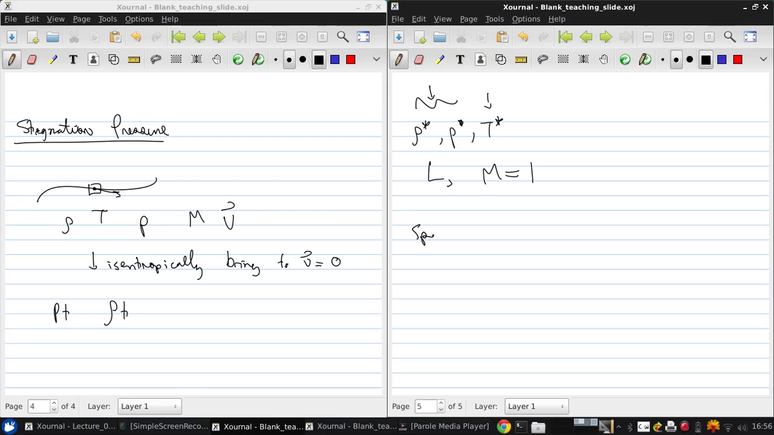So then the speed of sound at Mach 1 is a star, where a is the speed of sound, square root of gamma R T star. You'll have learned in your third year fluids course that in general, for a perfect gas, the speed of sound is the square root of gamma times R times T.